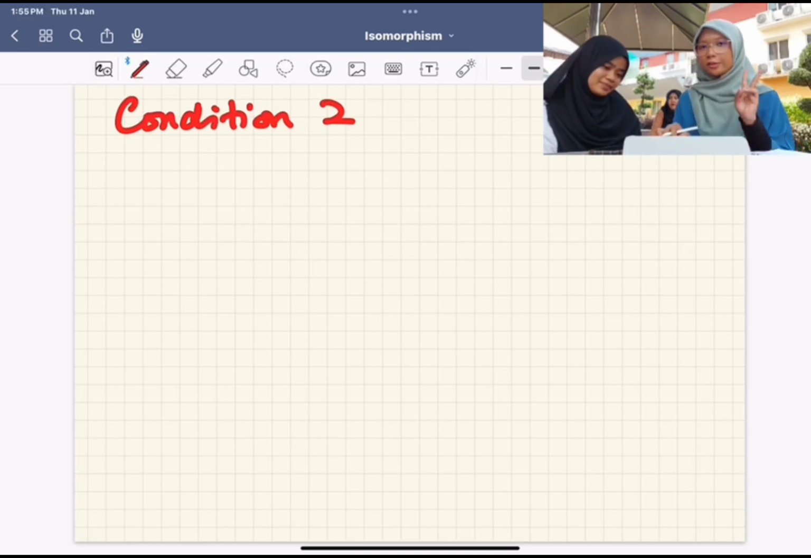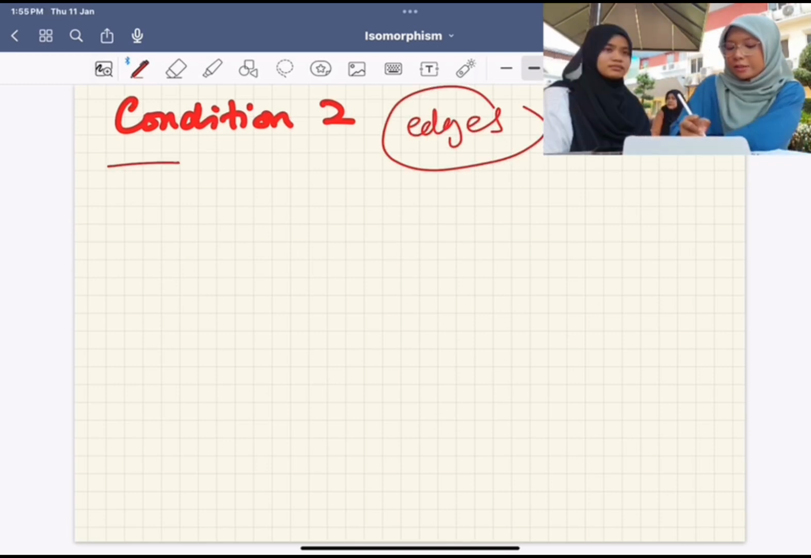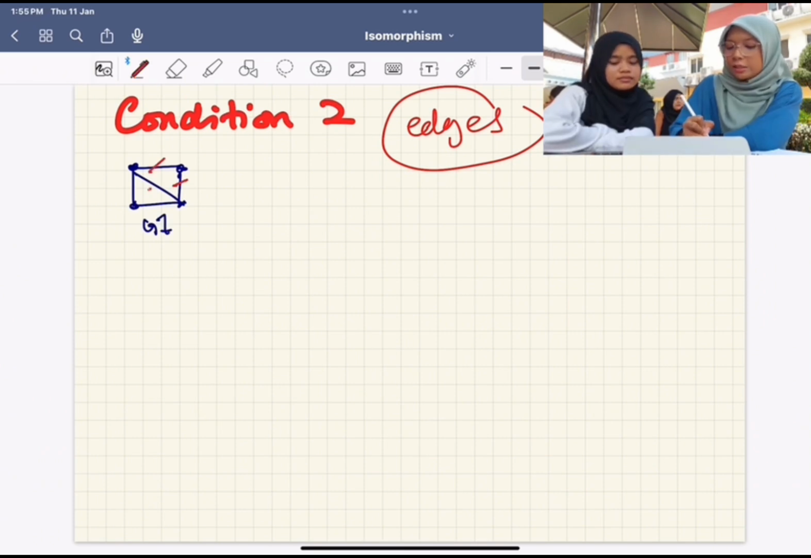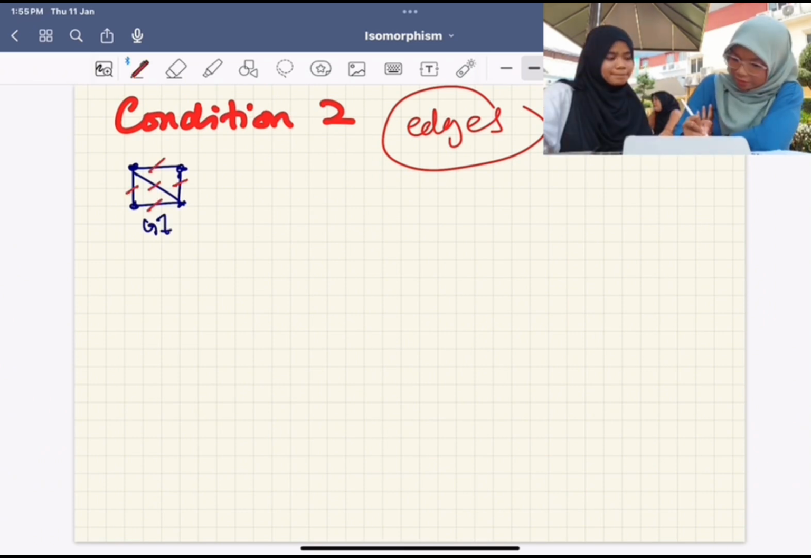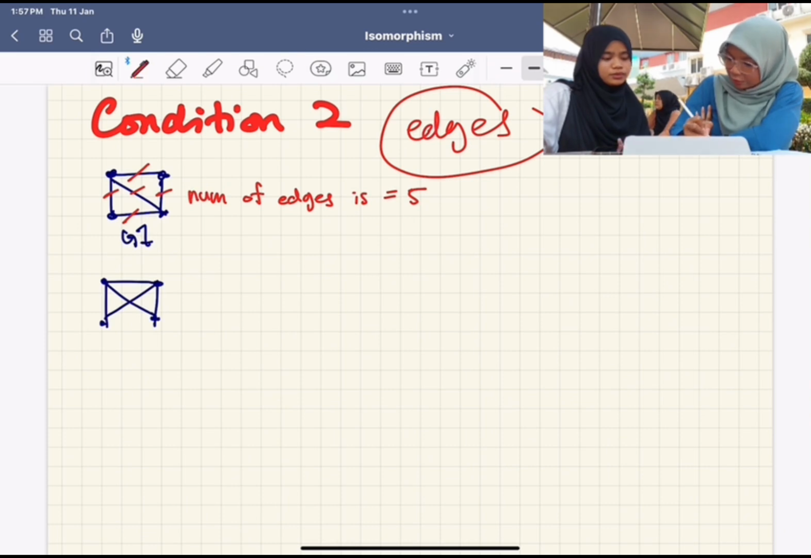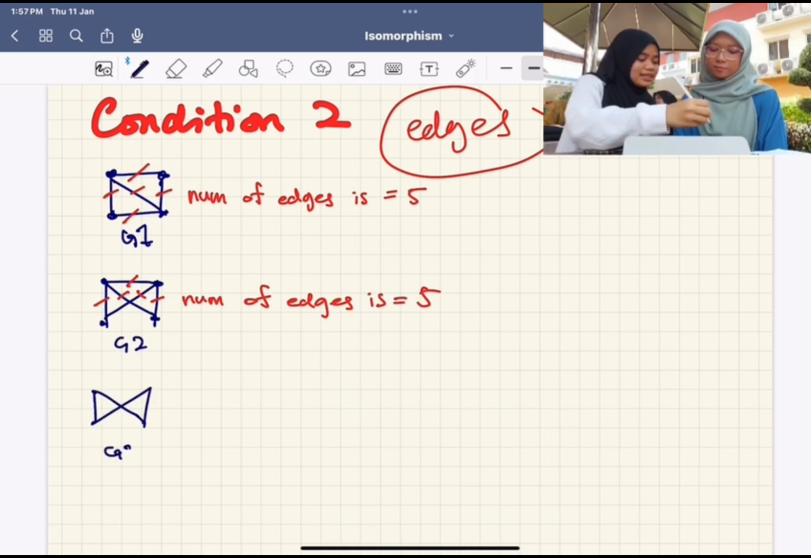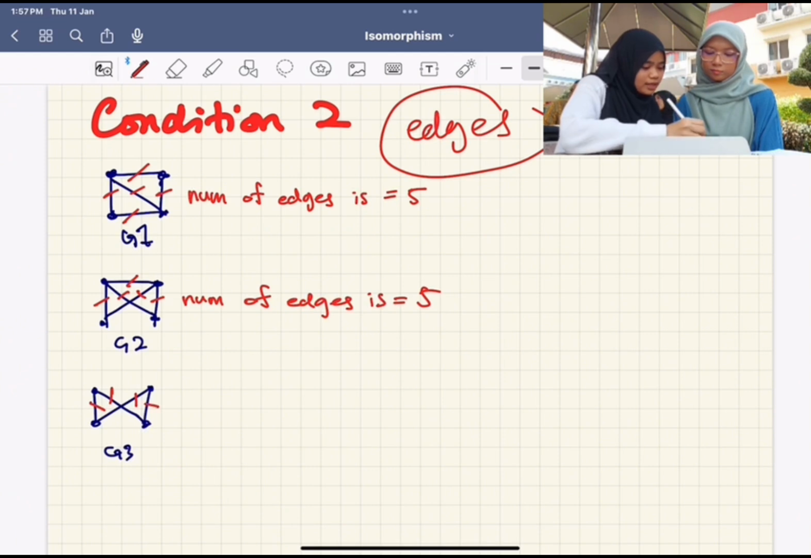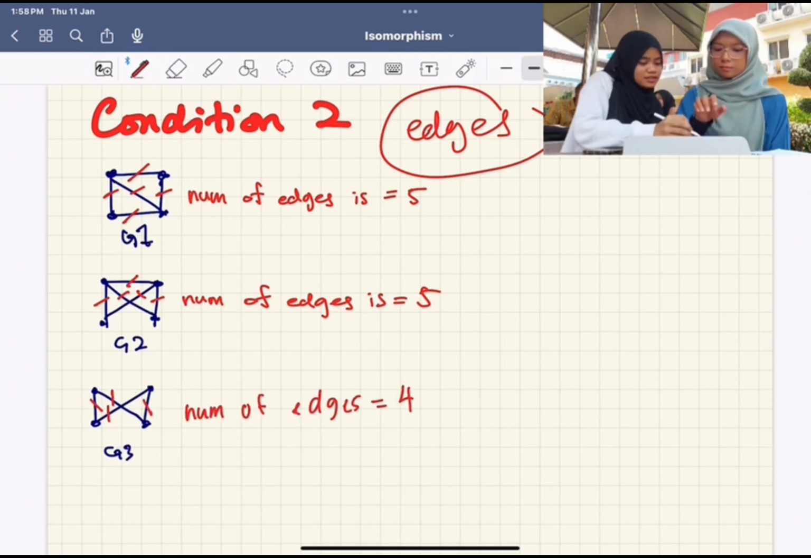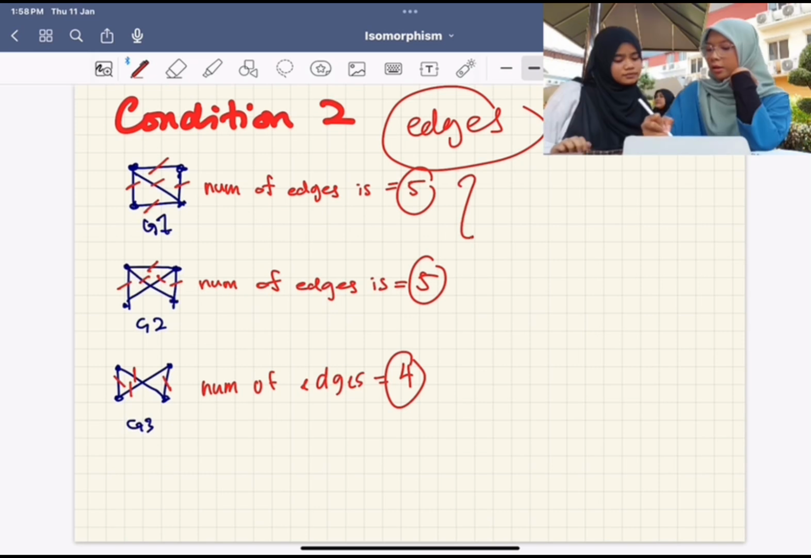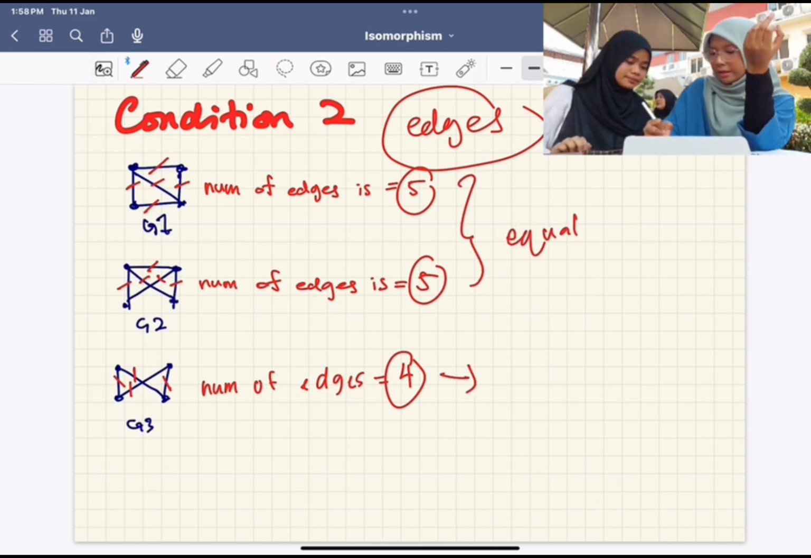Okay, let's consider condition 2, which is the number of edges. We're going to look at graph 1 first, which is G1. It has 1, 2, 3, 4, 5. And how about this one? 1, 2, 3, 4, 5. This also has 5 edges. How about this one? Let's see. Here is 1 edge, 2, 3, and this one is 4. So the number of edges is 4, right? Yes.